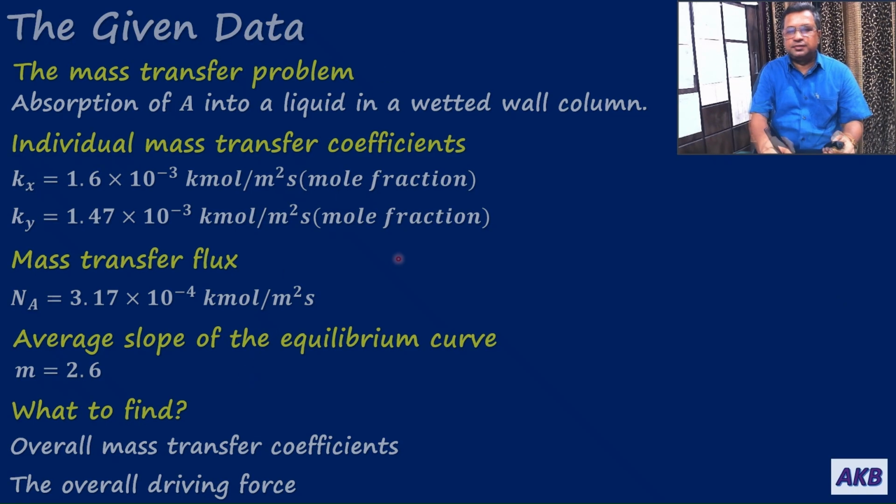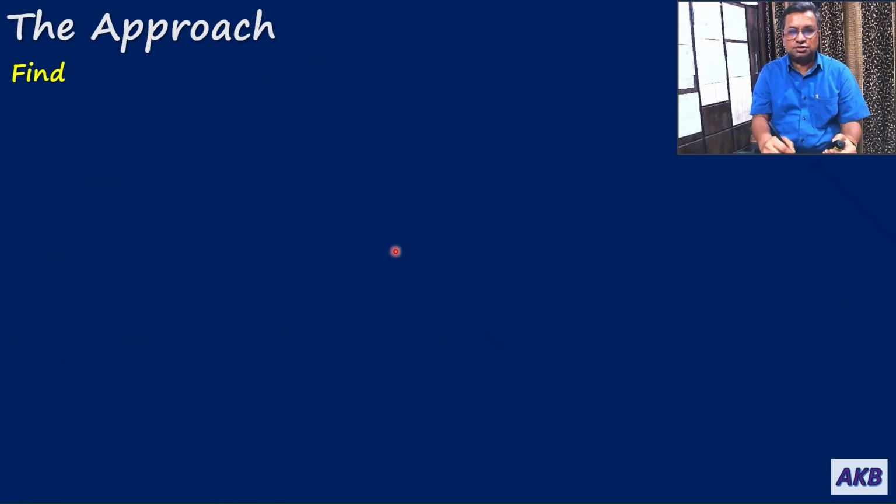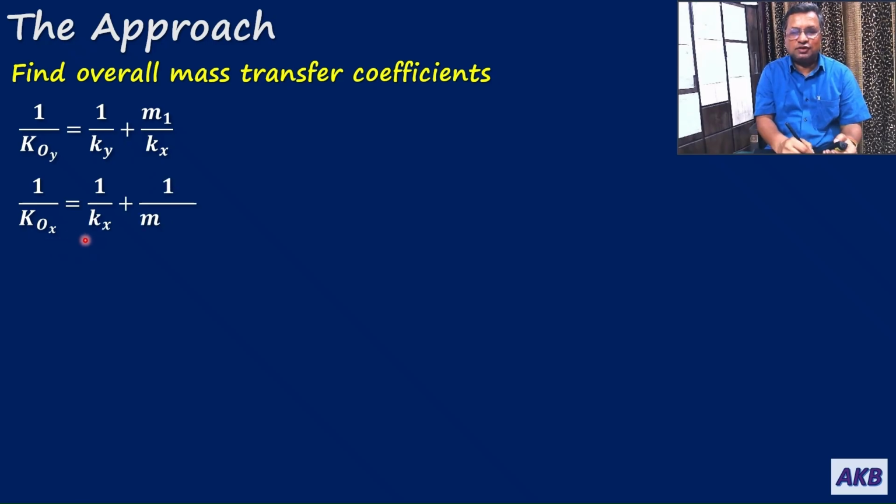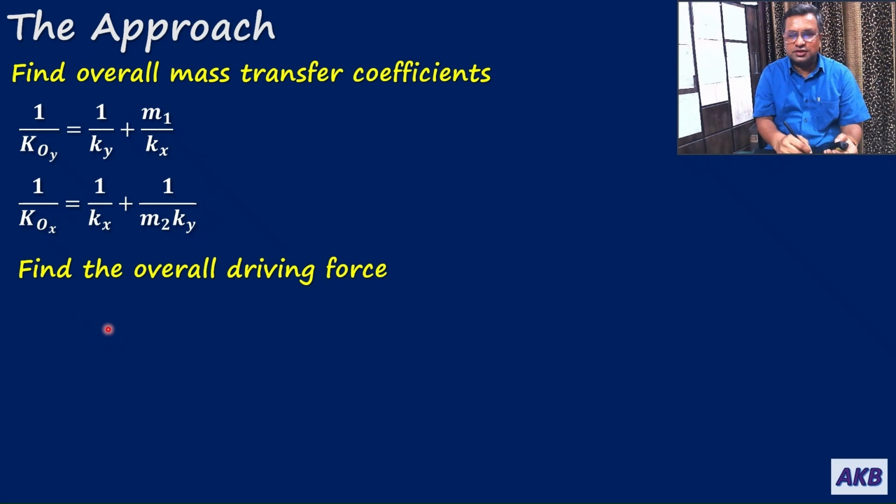So with this given information, let us solve the numerical. Let us move ahead. First, let me tell you the approach. First, we will find the overall mass transfer coefficients, and for that, we will be using these equations. 1 upon Koy is equal to 1 upon Ky plus m1 upon Kx, and in terms of liquid phase concentration, the equation is 1 upon Kox is equal to 1 upon Kx plus 1 upon m2 into Ky. So, by using these two equations, we are going to get Koy and Kox, the overall mass transfer coefficients. And then we will find the overall driving force.